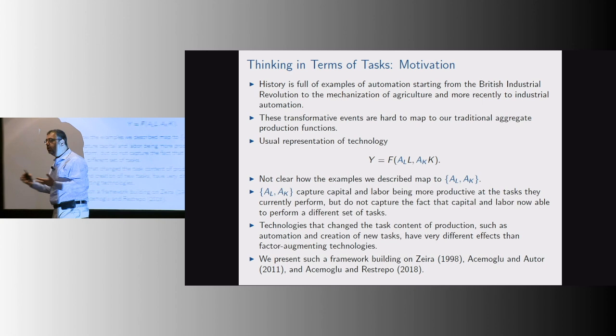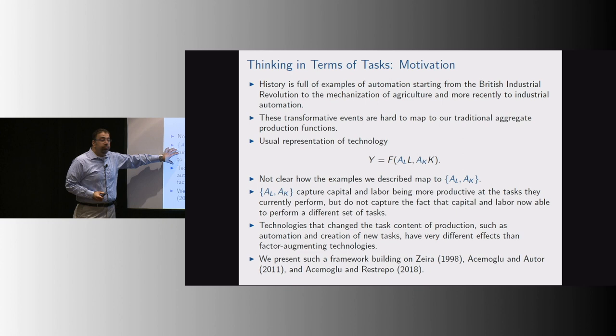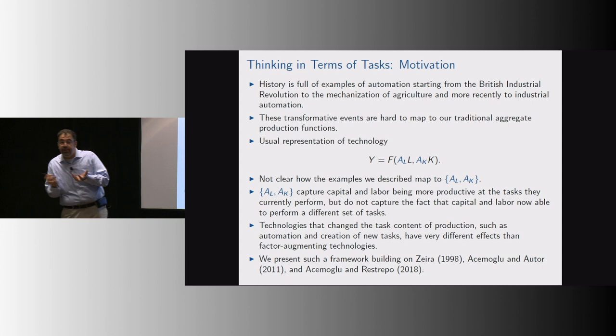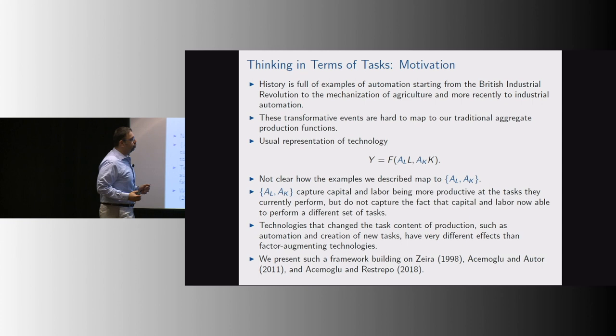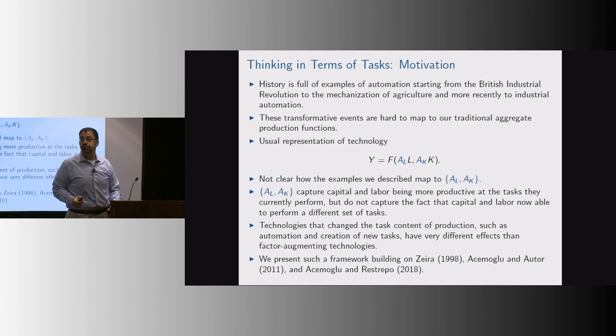But more importantly, they really are not helping us understand how different tasks, different parts of the production process, are getting reallocated to different factors. And what I'm going to show you, in fact, is that the comparative statics of technology are completely different between factor augmenting technologies and the task model.